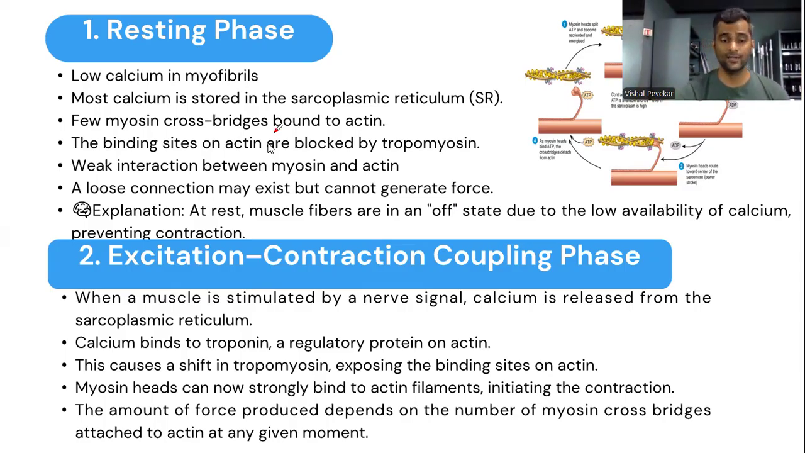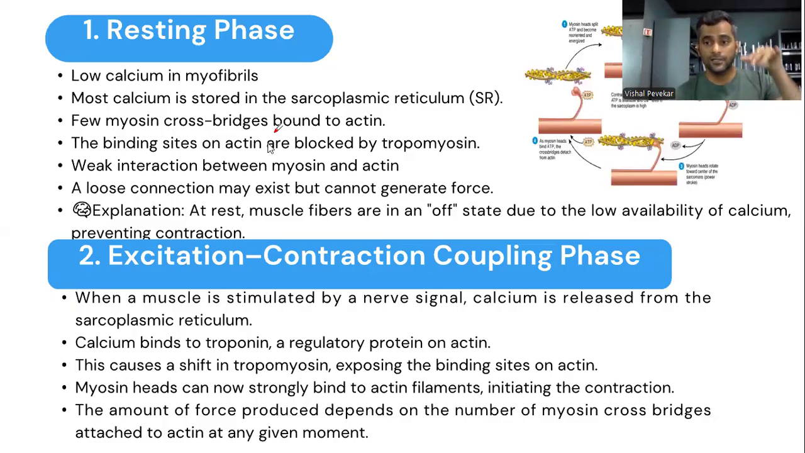Then you go to the next phase, which is the excitation-contraction coupling phase. What happens here is, when a signal is sent to the muscle, the first thing that happens is the signal is received at the neuromuscular junction.